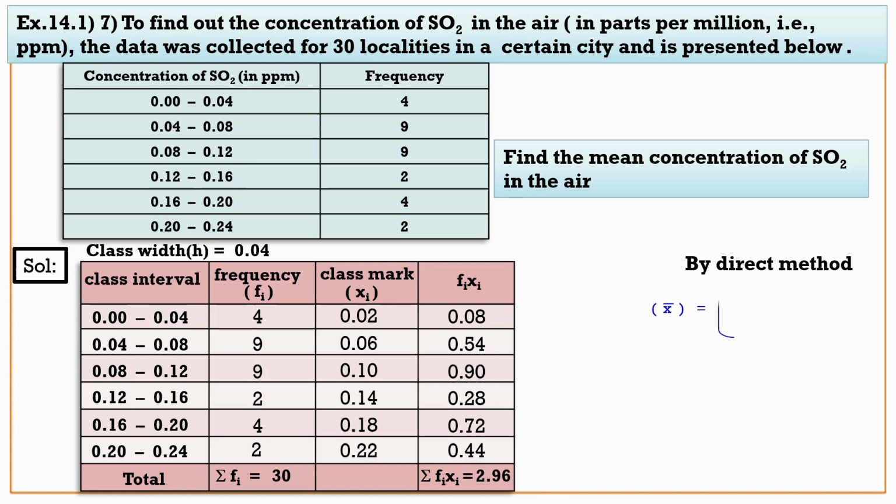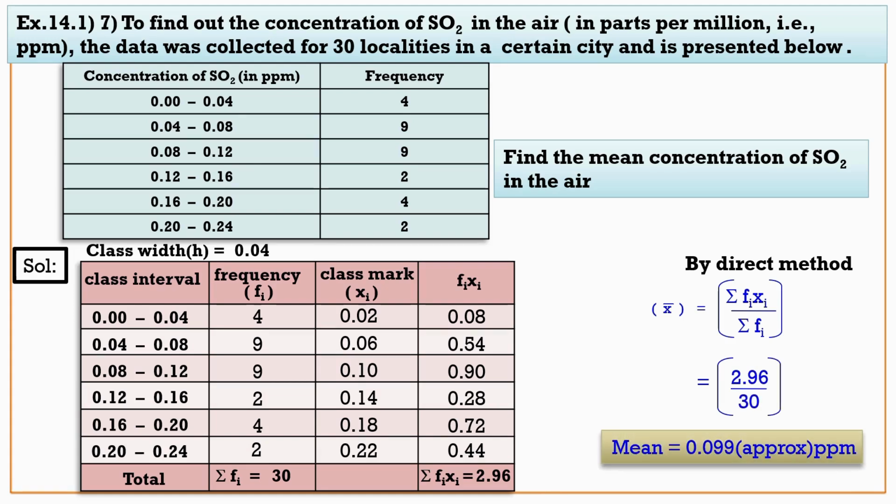Now by the direct method, we know that mean, x bar, equals summation of fixi divided by summation of fi. Now put the values over here, 2.96 by 30. If you remove the decimal point, it will become 296 by 30 into 100. If you just divide it, you will get the approximate mean value as 0.099 ppm, that is parts per million.